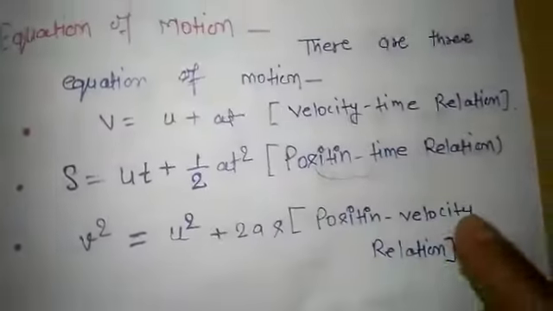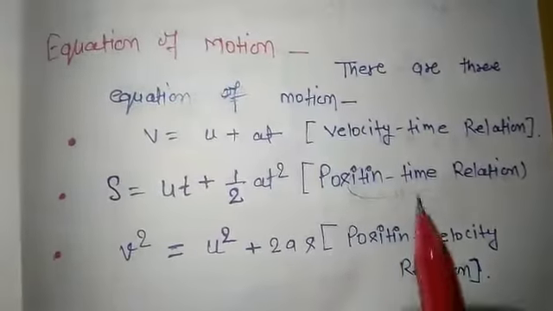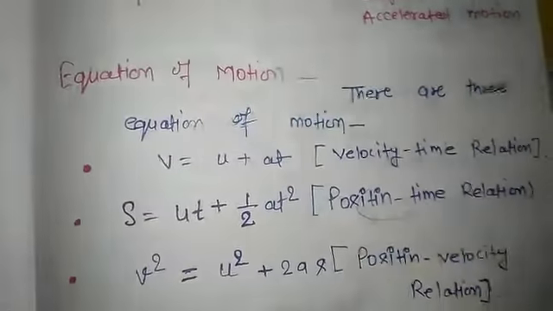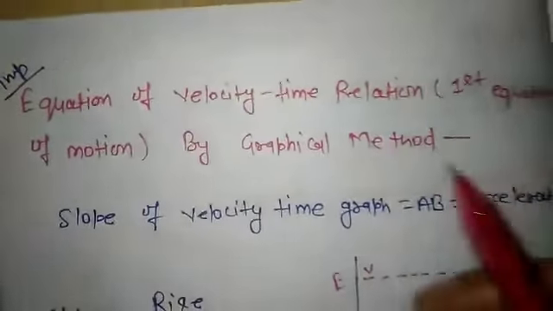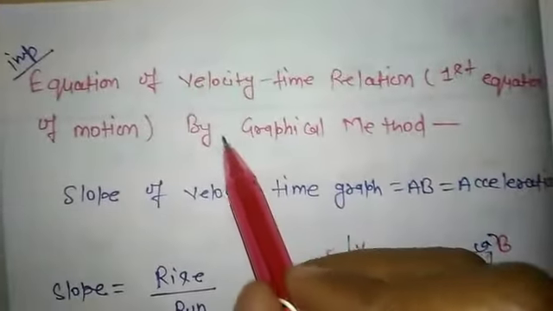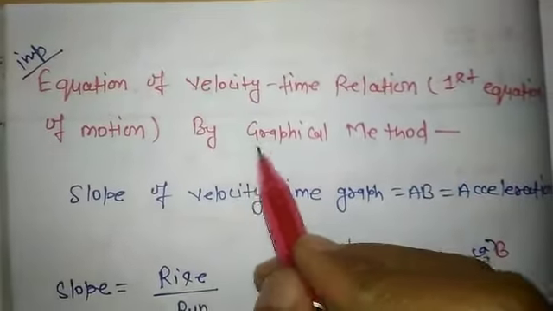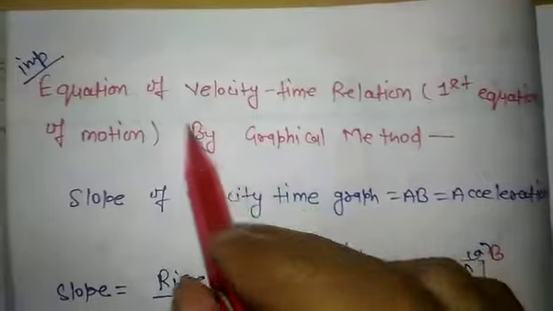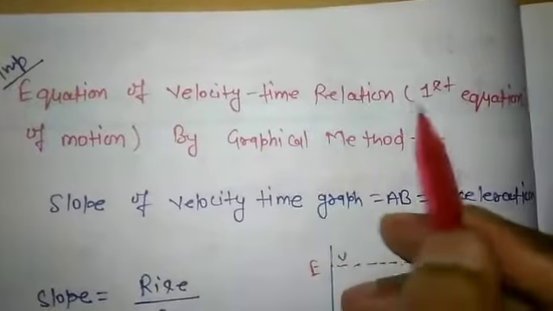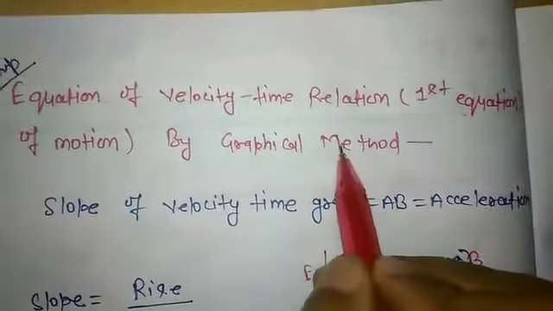It should be learned, because questions are asked by their names. This is the proof of the first equation of motion by the graphical method: the equation of velocity-time relation, or first equation of motion, by graphical method.